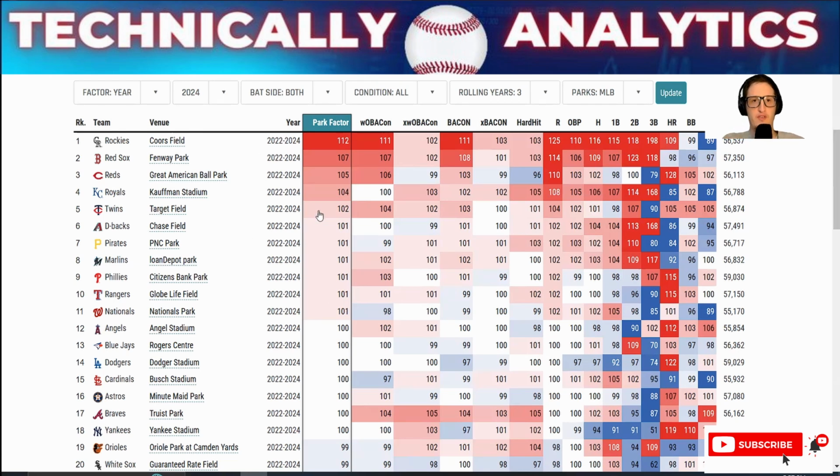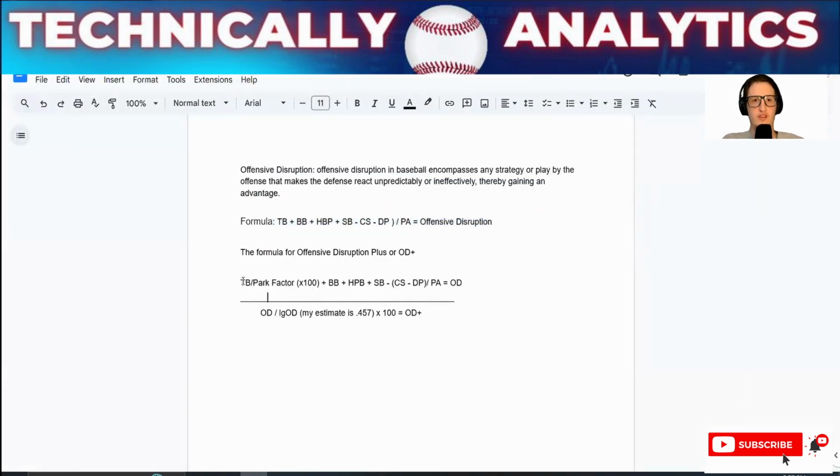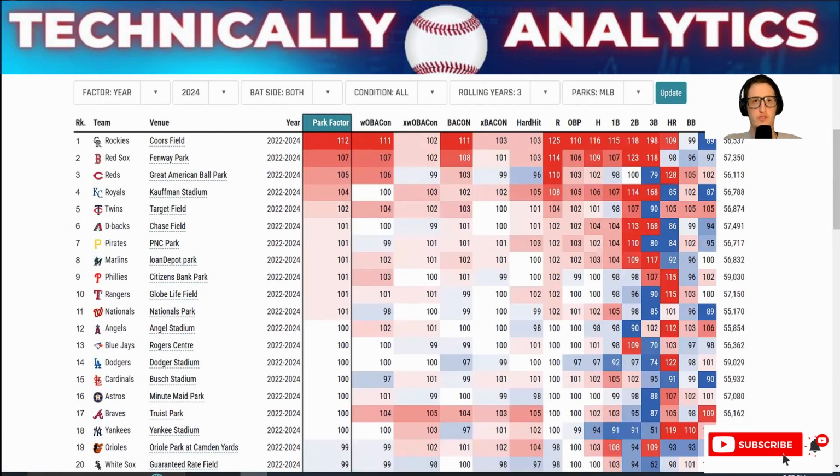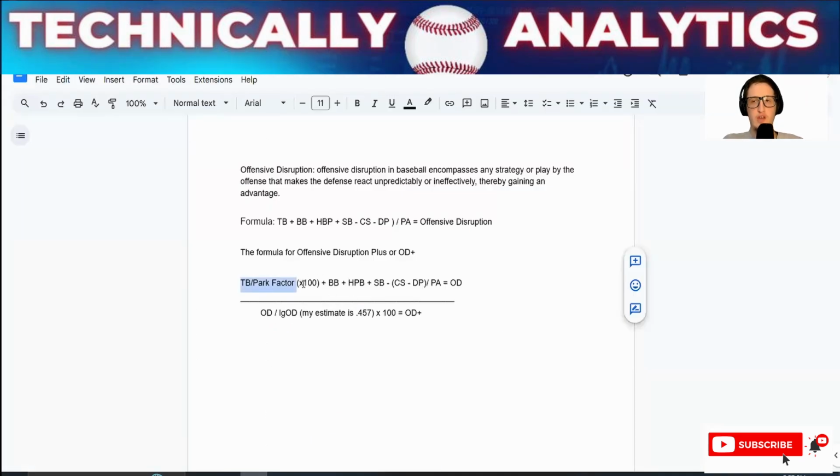So that's park factor. Basically what I did here is I took the total bases of the player, divided it by the park factor of their home stadium, which we'll see later, and then multiplied that by 100. Basically, if it's a hitter's park, the player will get a dock, aka their total bases will be less than what they actually are, because the park factor will adjust for that. And if the player's park is a pitcher's park, then they'll get a boost of total bases, which will increase the number of total bases that they have.